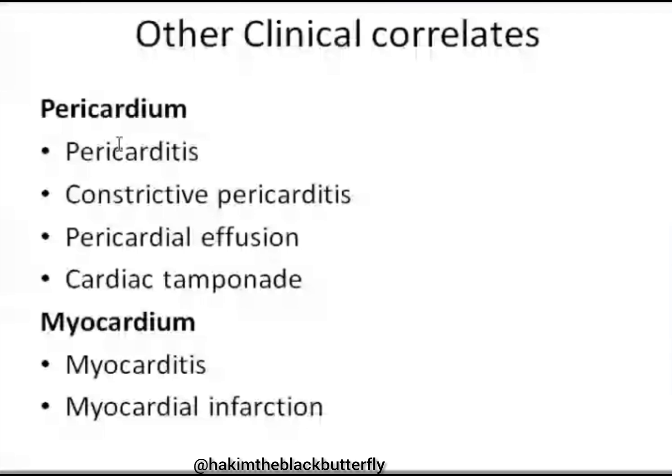Inflammation or injury to the pericardium, pericarditis, and the two membranes of the pericardium can constrict or can attach to each other. Pericardial effusion is excess pericardial fluid. Cardiac tamponade: the excess pericardial fluid can exert pressure on the heart and limit its expansion or its relaxation. Cardiac tamponade. Injury to the muscle, myocarditis, and death of cardiac muscle, myocardial infarction. You're going to go and read about these clinical correlates.